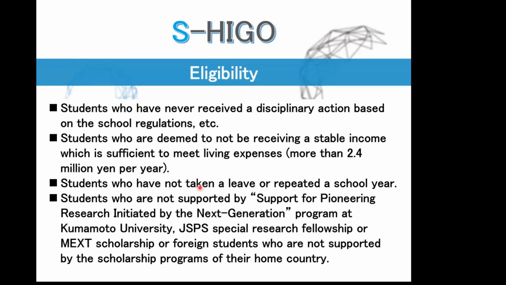And applying students should not be on leave or have repeated the school year. For example, if you are now in the first year and again in April you will be in the first year by repeating the school, in this case, you will not be eligible to apply.